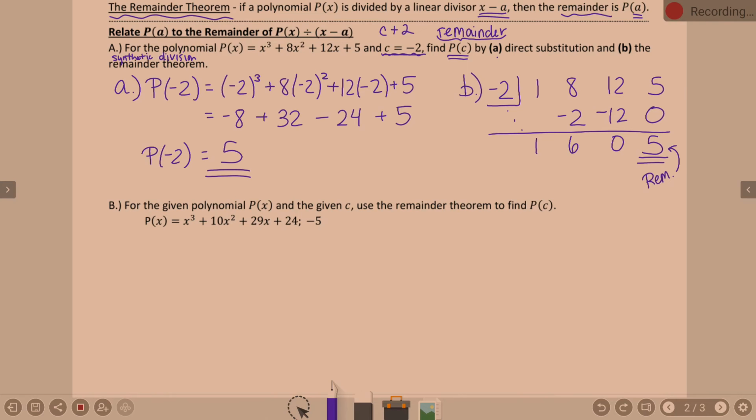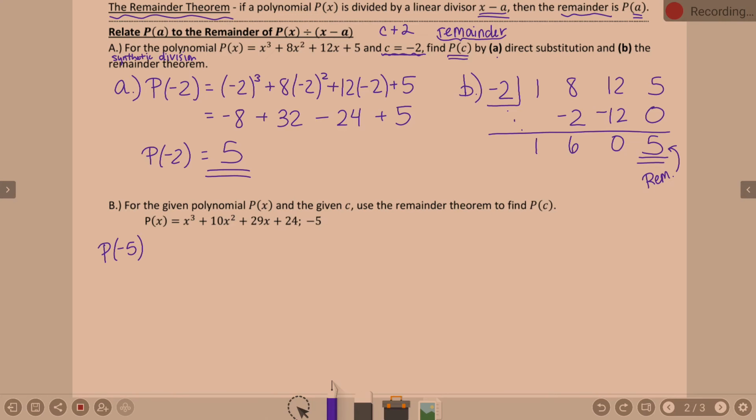Okay, let's do the same thing with this one. We have a given polynomial, a given C value. It just says use the remainder theorem. I want to demonstrate both methods just for practice purposes. If you just want to do one in your notes, pick which one you like better. I'll be honest, I'm going to do my least favorite first.